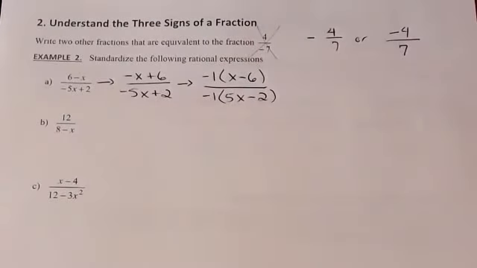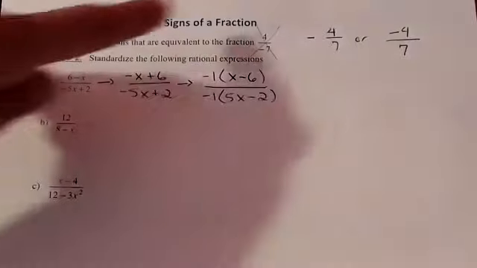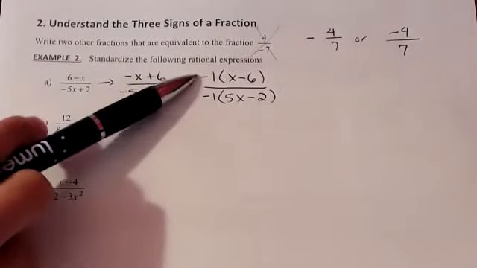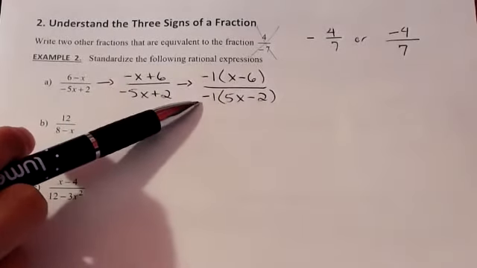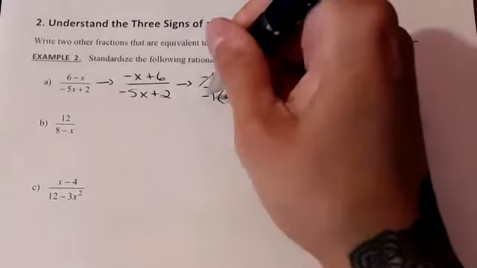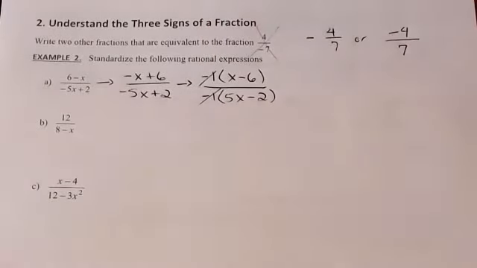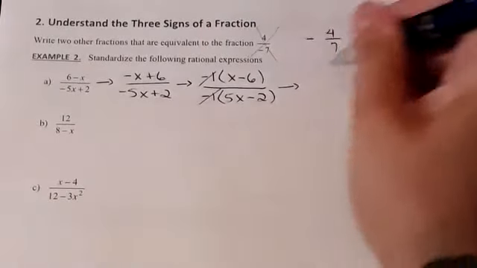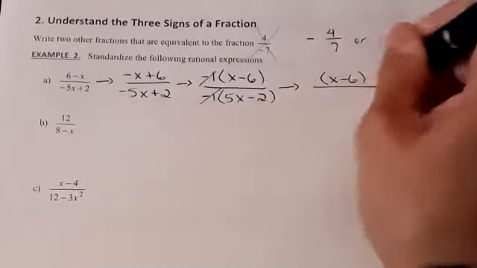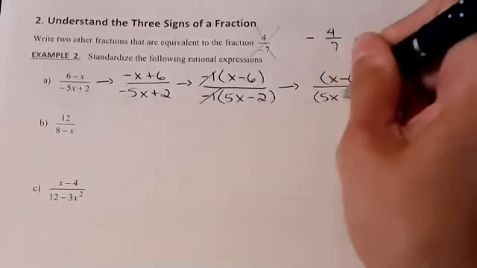And then I want you to notice that we have a common factor. Do you see here that I factored first? Now I have an expression where I'm looking at the fact that, oh, I have a -1 divided by a -1. Well, we know that these are going to divide out. When they divide out, they leave you with a +1. So your answer in this case is simply x minus 6 all over 5x minus 2.